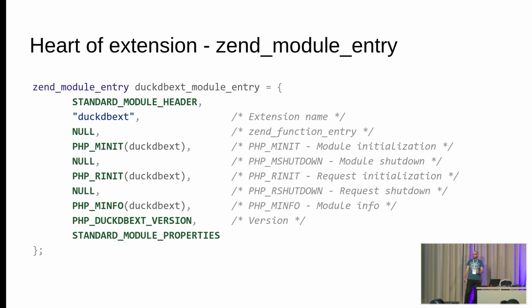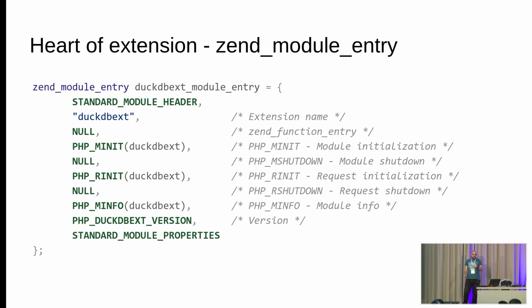The heart of every extension in PHP is the structure zend_module_entry. This structure holds references to some basic methods which will be executed during module creation or during every request, virtually.